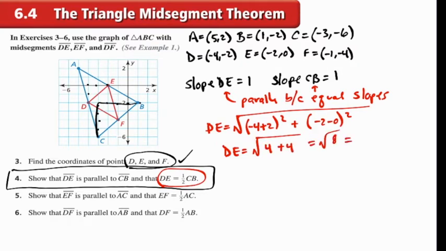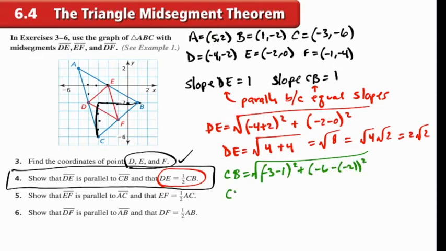And we get that DE is square root of 8, and square root of 8 can be written as square root of 4 times square root of 2, which is 2 square root of 2. Now we go on to CB with our distance formula. And we get that CB is the square root of 32. This can be written as the square root of 16 times the square root of 2, which reduces to 4 square root of 2.